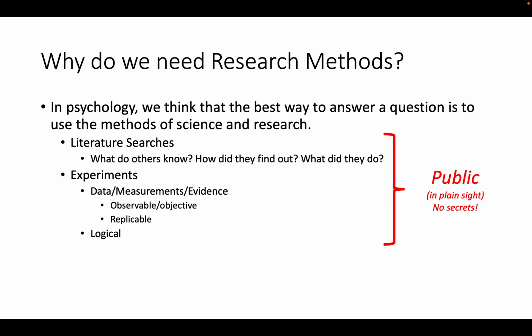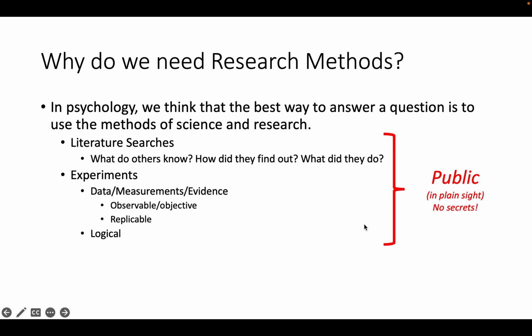Experiments involve data, collecting measurements, gathering evidence. In psychology, that evidence has to be observable. It has to be objective. And then we logically connect the evidence to form a conclusion. One of the other aspects of psychology that's becoming important in experimental design is what we call replicability. And that is, I have to be able to do an experiment, describe the experiment, design the experiment, so that somebody else can do it. You're not just going to take my word. I'm going to give you enough detail so that you can go do it yourself.